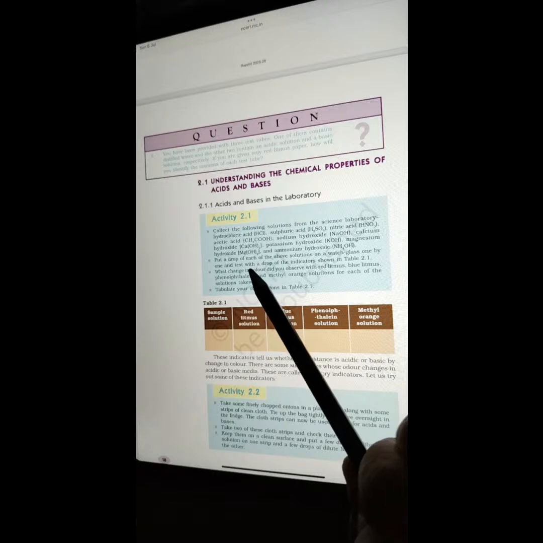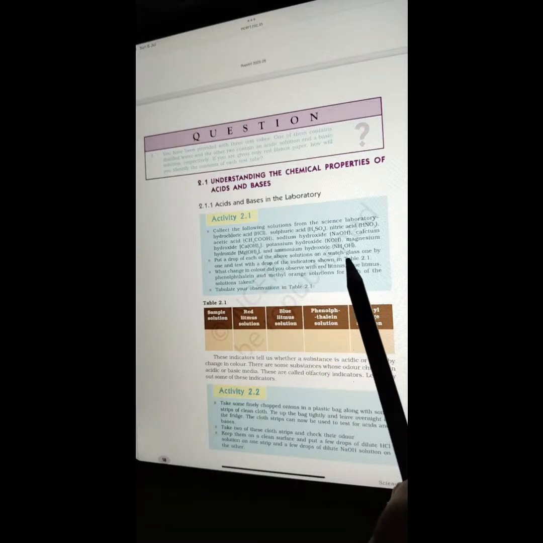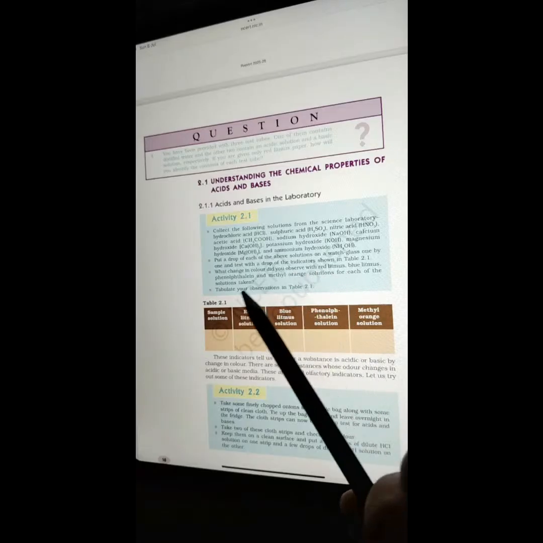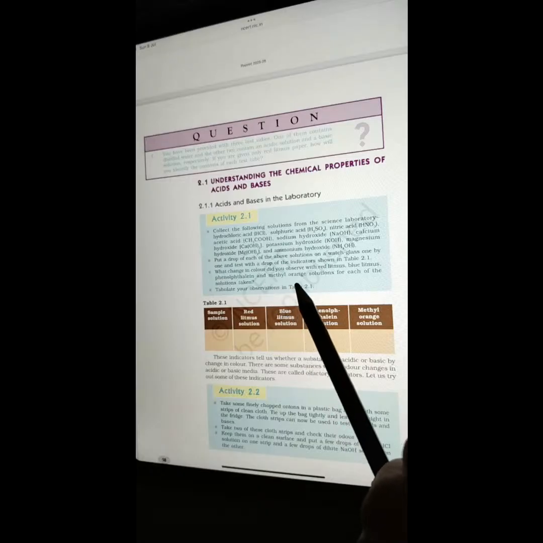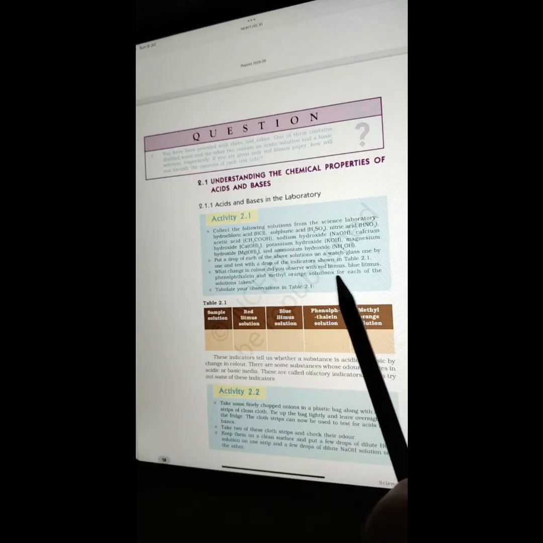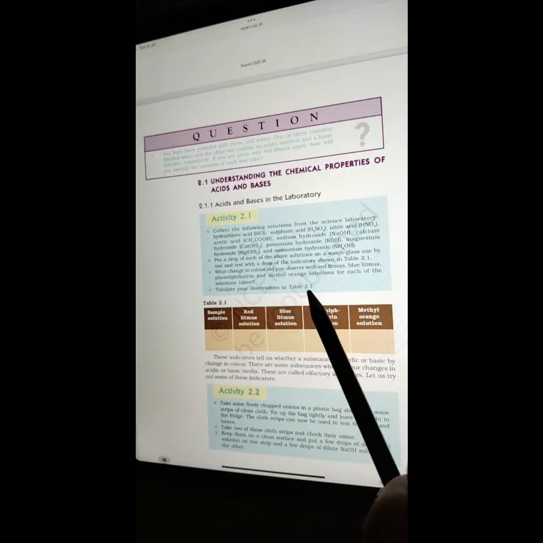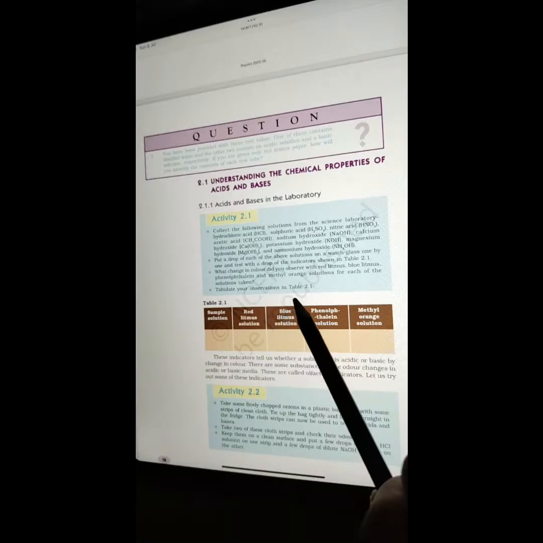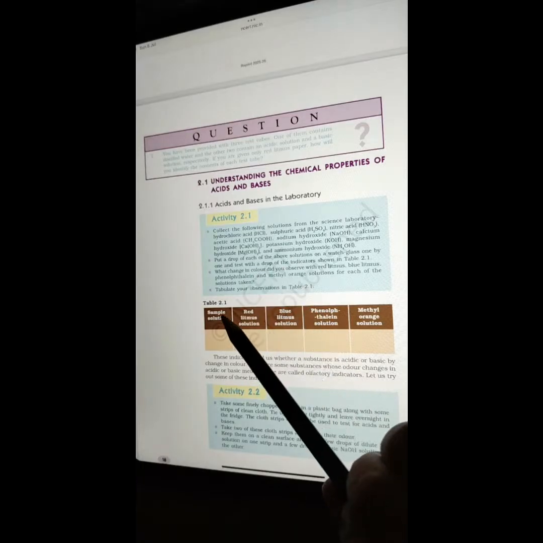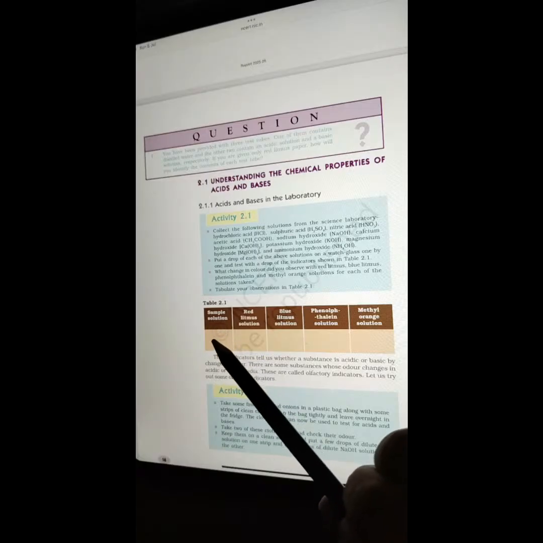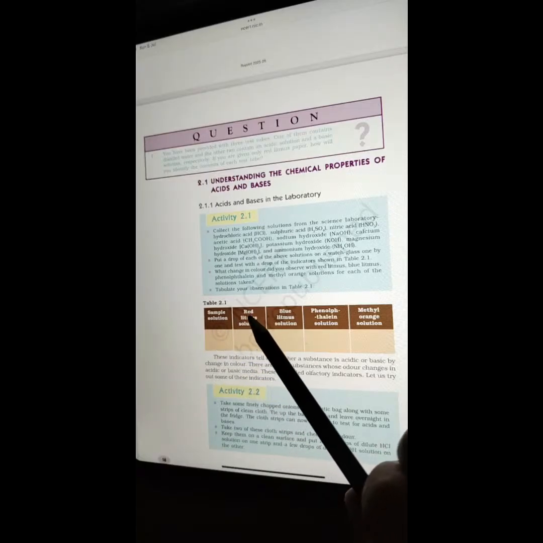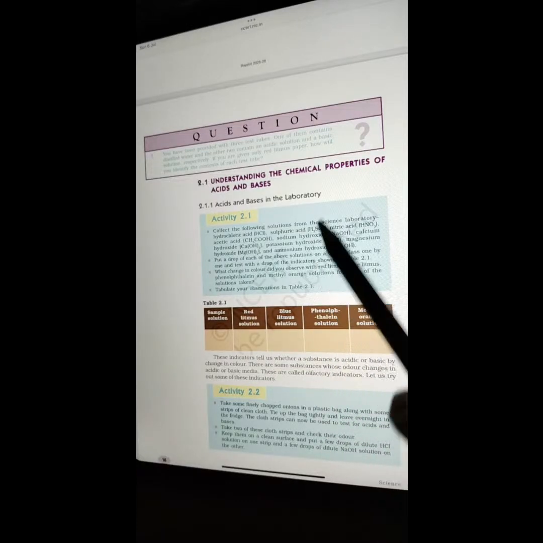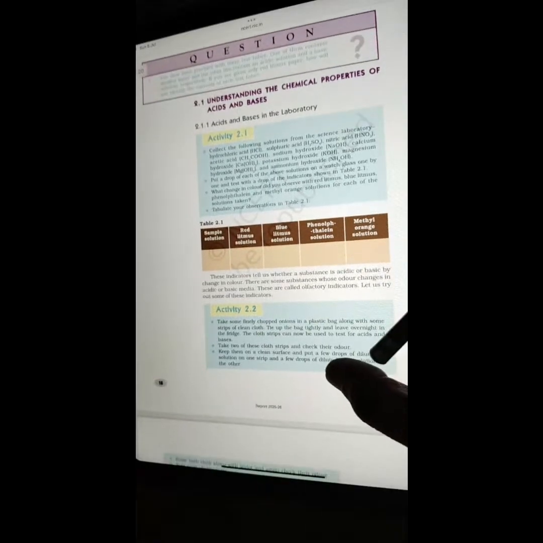Put a drop of each of the above solutions on a watch glass one by one and test with a drop of indicators as shown in table 2.1. What change in color did you observe with red litmus, blue litmus, phenolphthalein, and methyl orange solutions for each of the solutions taken? Tabulate your observations in table 2.1. So for all these, you need to write the name here in the sample solution. Then you need to write who is turning red litmus solution, blue litmus solution, phenolphthalein solution, methyl orange solution.